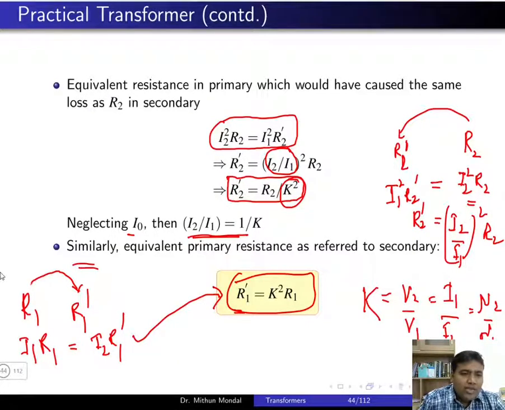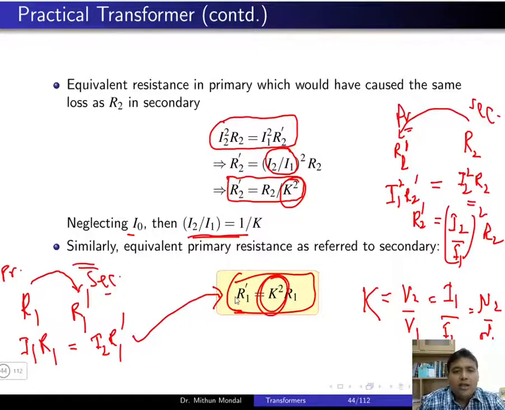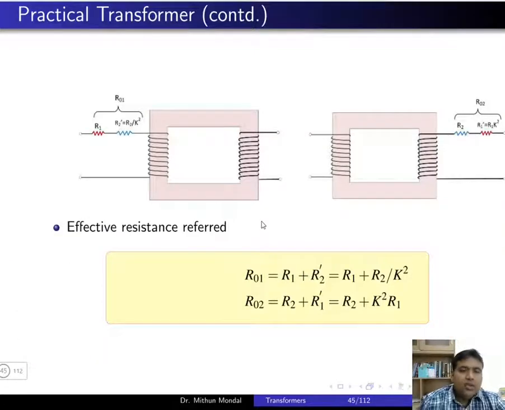Here we have taken the primary resistance to the secondary side. Here we have taken the secondary resistance to the primary side. So with the help of K square, either by dividing or multiplying, you can easily take one resistance from one side to the other side. Then we will try to find the equivalent resistance.